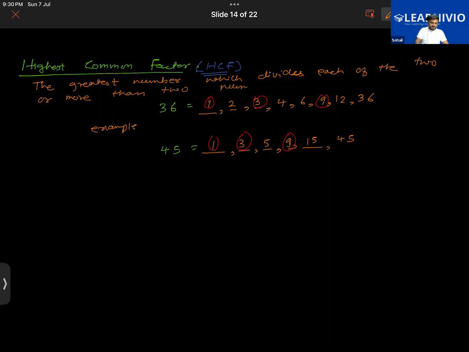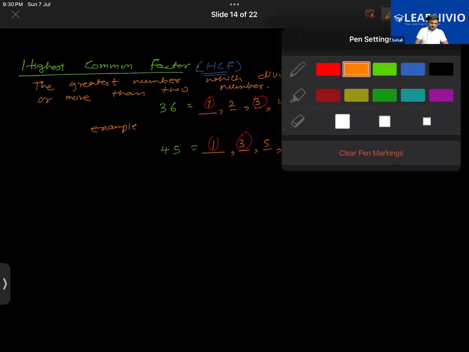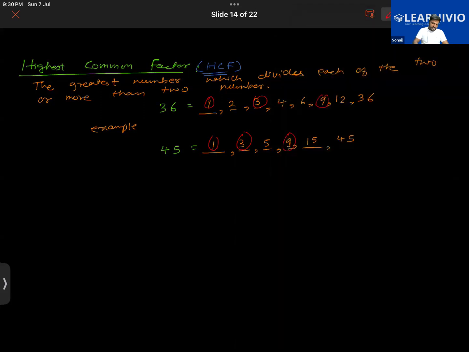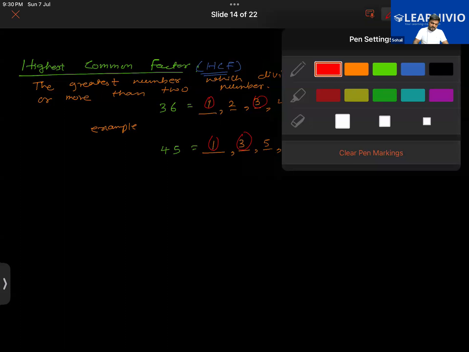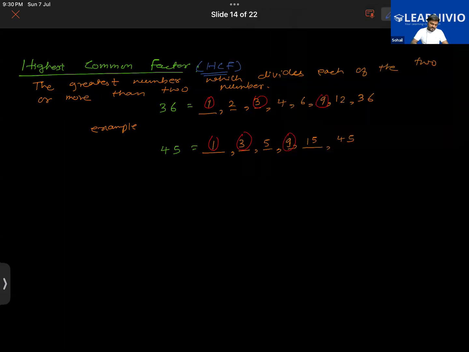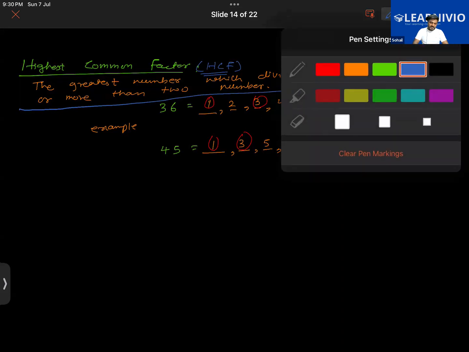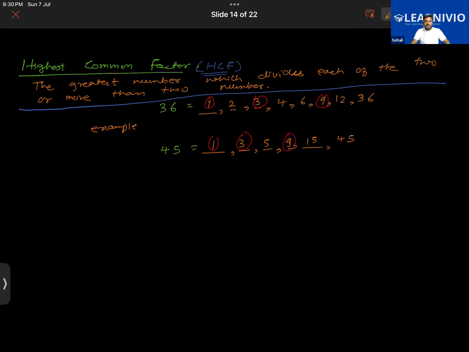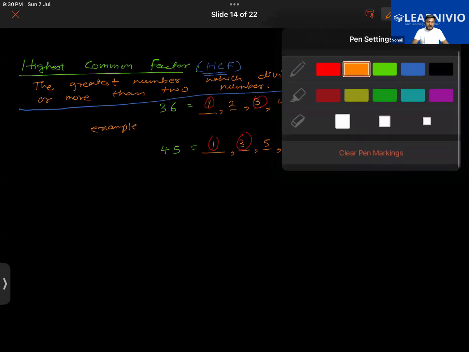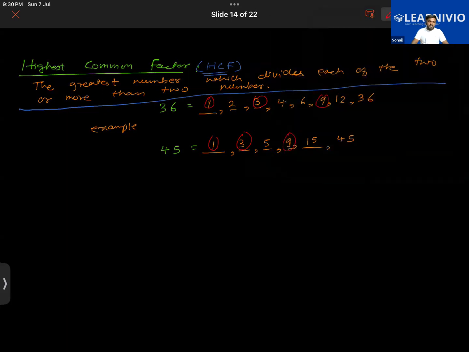For example, we had this example of 36 and 45. Here we saw that the greatest number dividing both of them is 9, isn't it? Although 1 and 3 are also dividing them, the greatest of them is 9. Like that, you could have taken some more examples. We can find the greatest common factor of more than two numbers also, isn't it, guys? But as of now, first of all, write down this.